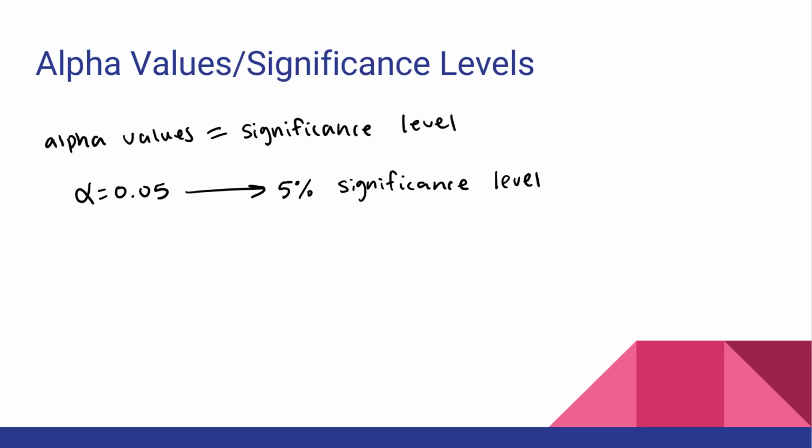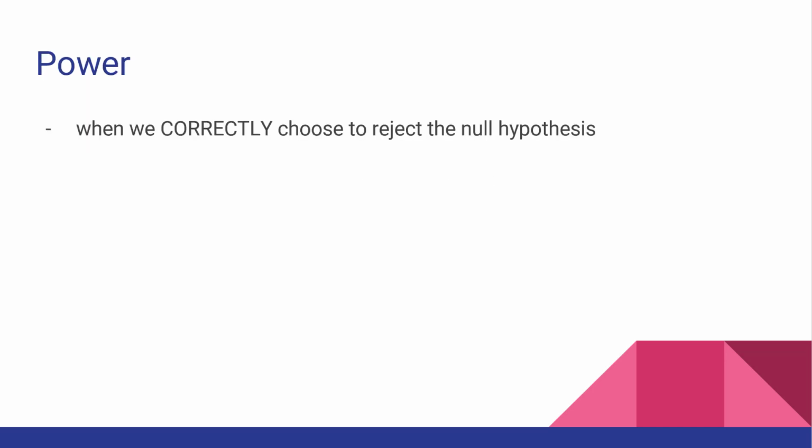The first thing is a quick clarification about alpha values, or your thresholds that you use in hypothesis tests. These are also called significance levels. So if you have an alpha value of 0.05, then you could also call it a 5% significance level. You'll remember we have a choice whenever we run our hypothesis test: to either reject the null hypothesis or fail to reject the null hypothesis.